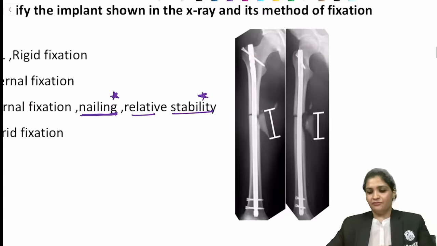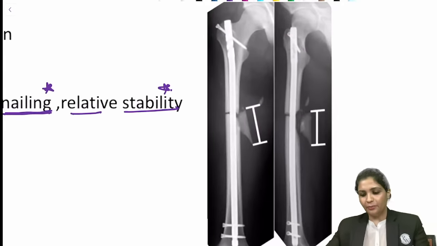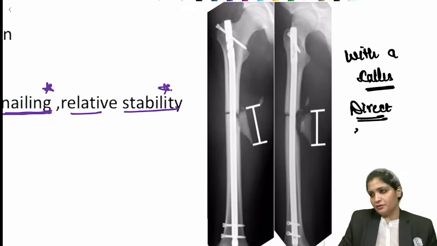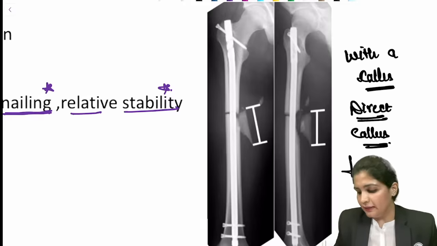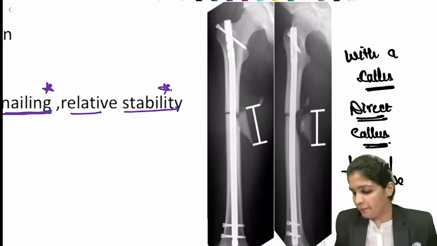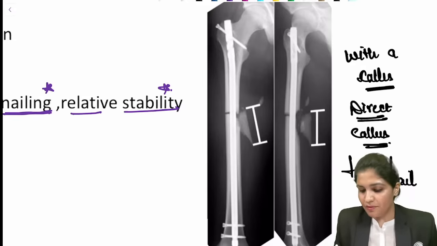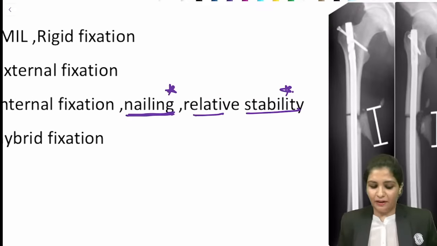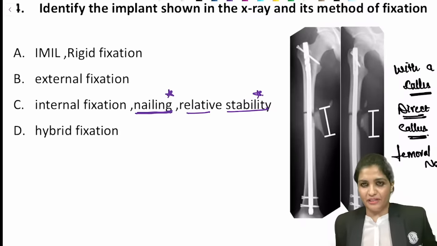So if you want to treat such a fracture, this is a long bone, a femur bone, where healing should be encouraged to occur with a callus, right? So bone healing should be direct with callus formation, right? So this is a femoral nail where the callus is formed. This is the direct type and it is a load sharing device. So there will be relative stability and it is an internal fixation, right?